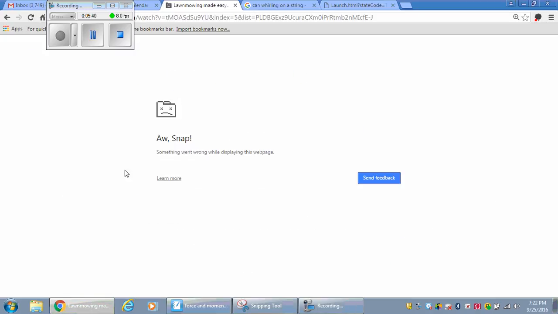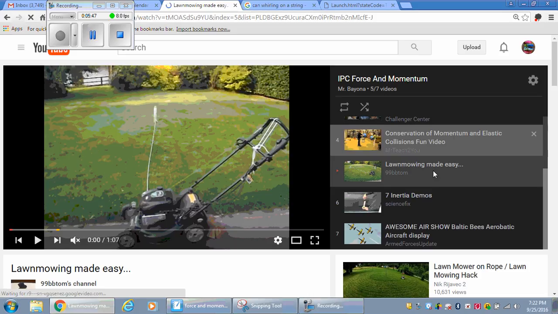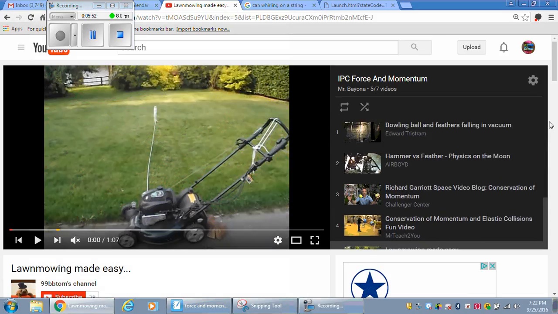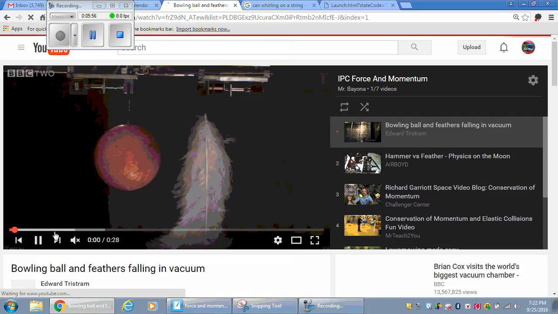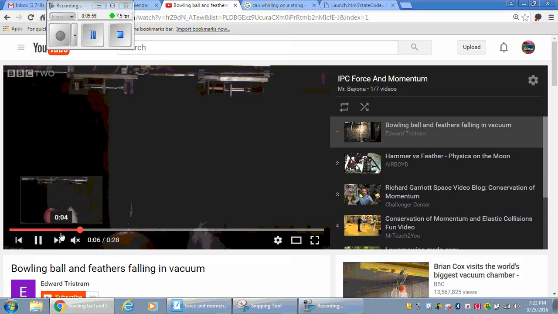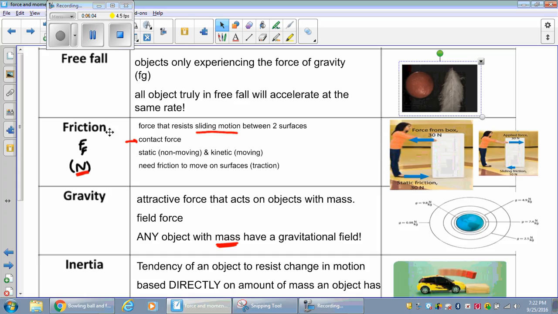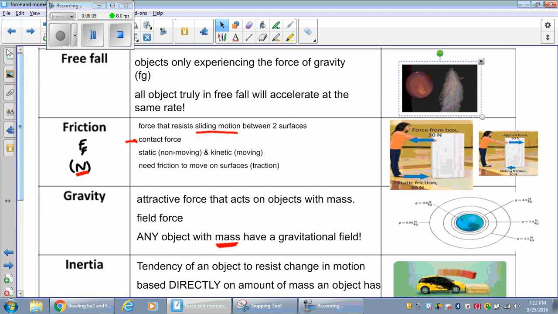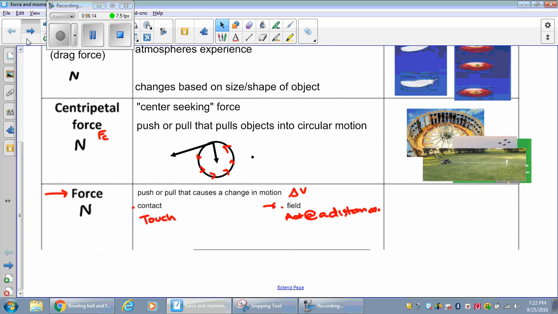Let me see if I can just show you a little clip of that real quickly. That's not it, it's a lawnmower. See that? Even though that's a feather, look, they're dropping at the same rate. Cool, right? Okay. All right, what else we got? Inertia, gravity, free fall. What else do we do with those?